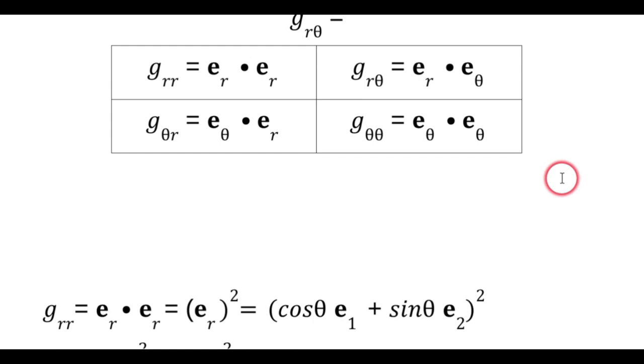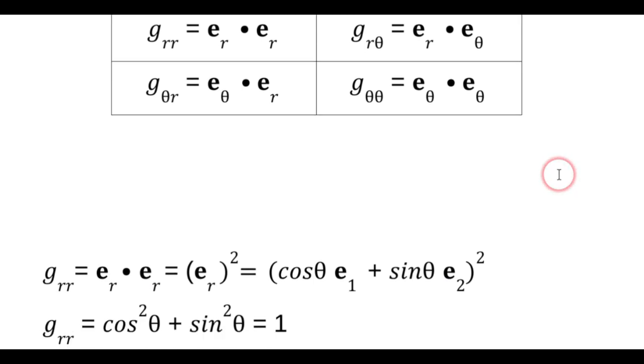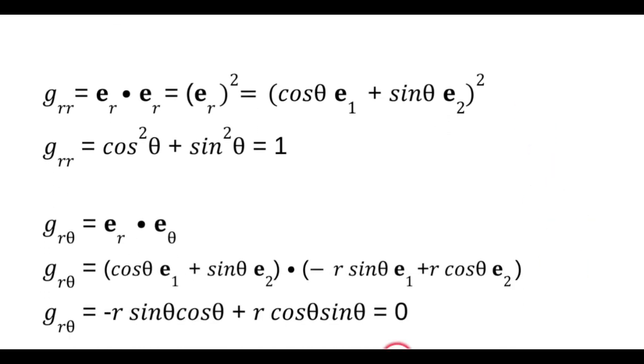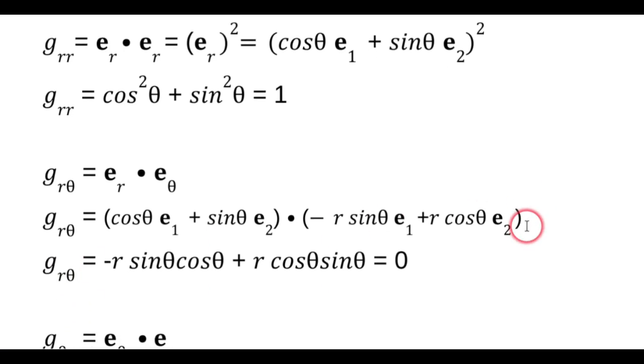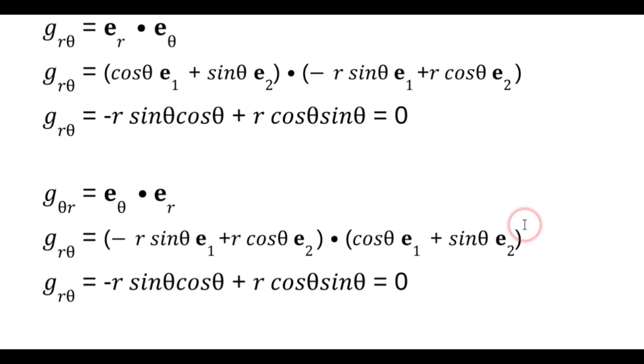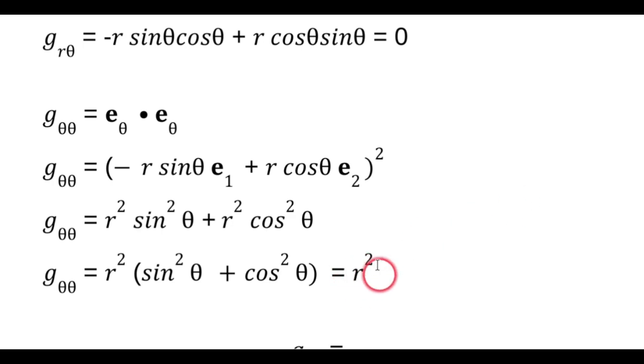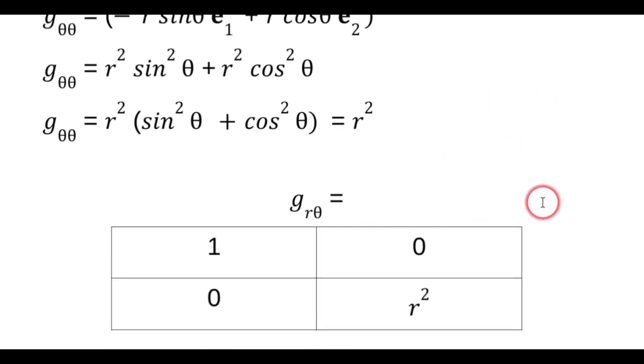We did some of these already. That's okay, we'll do them again. So g_rr is just 1. g_r theta is 0. What does that tell us? It tells us that e_r and e_theta are orthogonal, they're 90 degrees apart. And e_theta dot e_r is 0, and e_theta dot e_theta is r squared. So this is the metric tensor, which is actually the covariant metric tensor because both indices are in the lower position. It's 1, 0, 0, r squared.